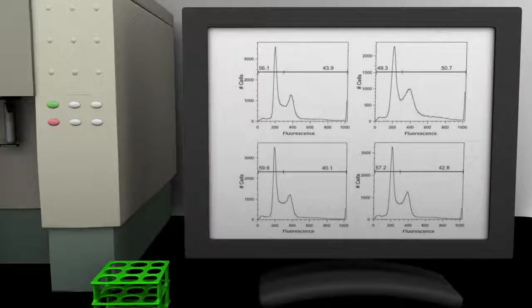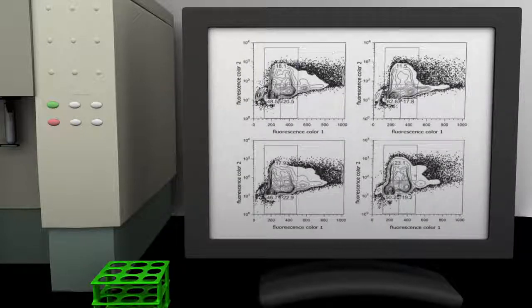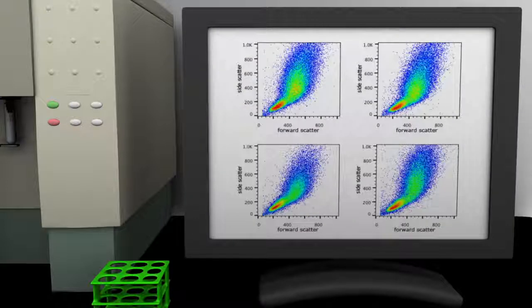The data can then be presented to the researcher in the form of a histogram or a dot plot. Such data furthers the powers of flow cytometry analysis by enabling the researcher to analyze individual populations of cells within a heterogeneous mix of cells in the sample.